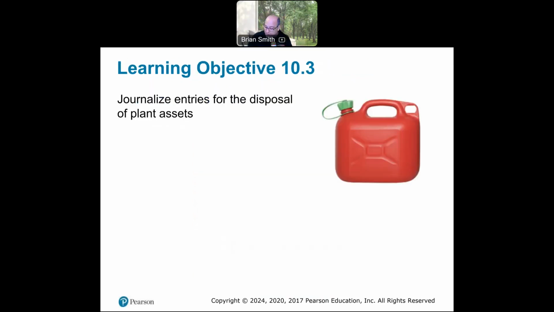All right, take a breath. Here we go. This is a long chapter. We're dealing a lot with these assets, so it's kind of a lot.